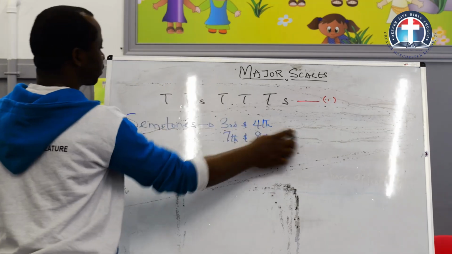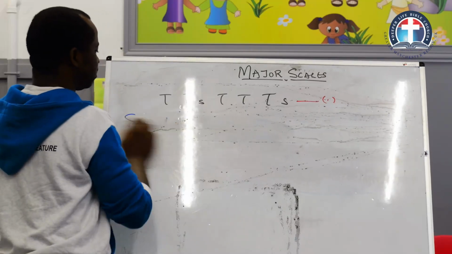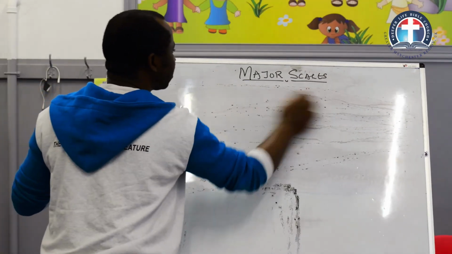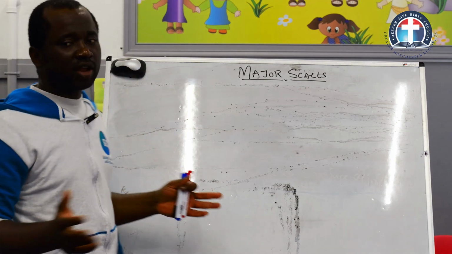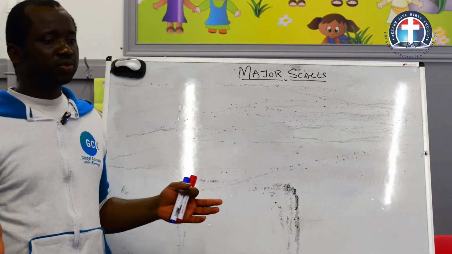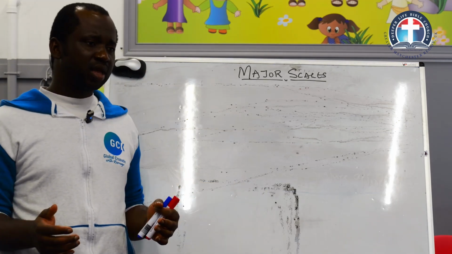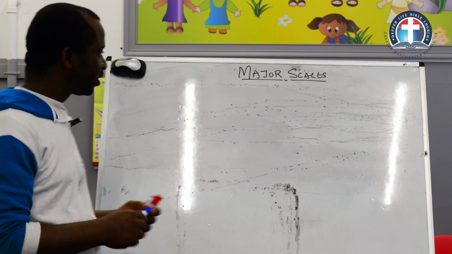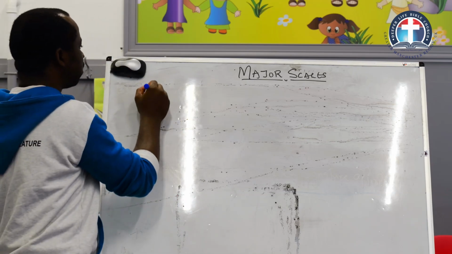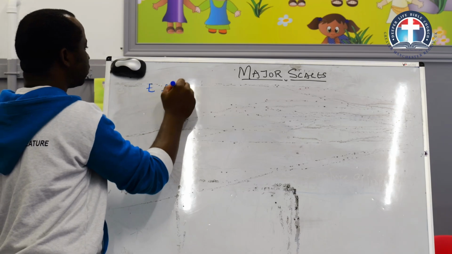Okay? So let's say I was asked to consult. Tell me which scale do you want me to do? I'll just do one. A, B flat, E flat. Which one do you want me to do? A flat is not there. E flat. All right. So let's construct the scale of E flat major.